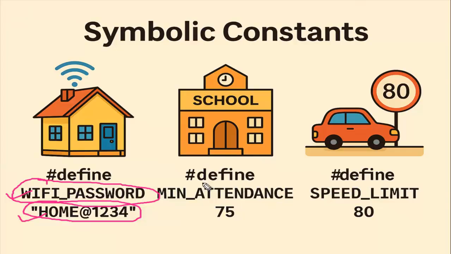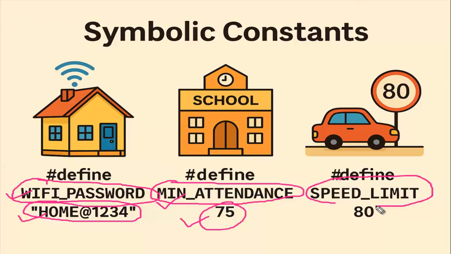Let's take this example. MIN_ATTENDANCE is a symbol or a name and this is a constant. So we are using a name in place of a constant, a symbol in place of a constant. That's why it is called symbolic constant. Let's take another example. #define SPEED_LIMIT 80. So here SPEED_LIMIT is a symbol or a name and 80 is a constant. We are using a symbol in place of a constant. That's why it is called symbolic constant.